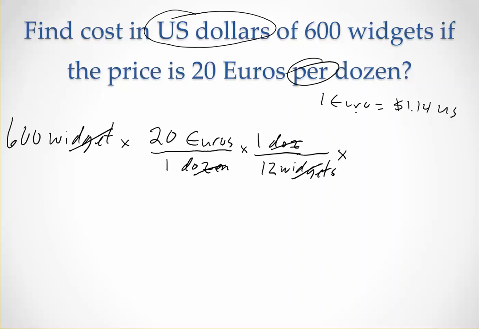So I did euro to US dollar. If you did dollar to euro, you would get a number, a decimal that would still work. So here we're going to put the $1.14 US on the top per 1 euro. And we cancel those out. And then if we multiply across and then divide by 12, we get 1140.